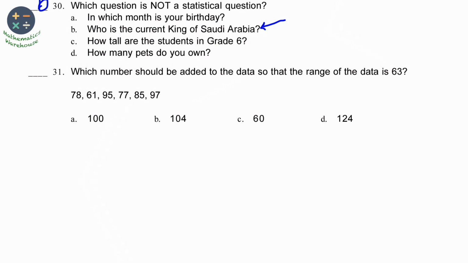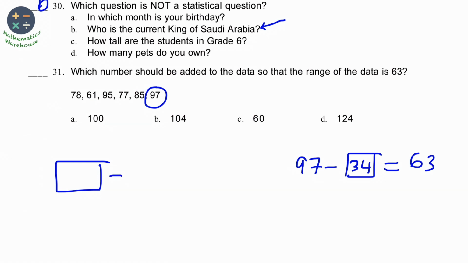Next question. Which number should be added to the data so that the range of the data is 63? The first way is to ask yourself, the greatest number here is 97. So 97 minus which number of the choices to get 63. 97 minus 34 equals 63. But actually we don't have 34 in choices. So the other way is to ask yourself which number of choices minus 61, the least number, equals 63. Here 63 plus 61 is 124, and this number exists here. So the answer would be D.